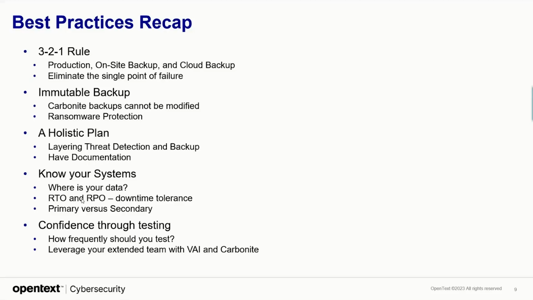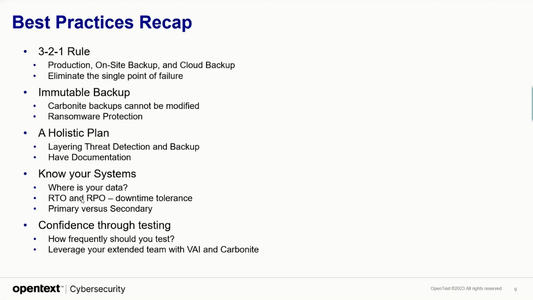So just to recap the best practices, the 3-2-1 rule: you have production, you have your on-site backup, and your cloud backup. With having those different copies, what we're doing is just eliminating a single point of failure, or leaving you in a situation where you don't have access to your data and you have to start over again. Immutable backups are a must these days with the rise of ransomware. Carbonite Server has ransomware protection built into our solution, and all of our cloud backups cannot be modified. Having a holistic plan for your organization, layering threat detection, so your antivirus and your DNS protection, along with backup, really provides a powerful one-two punch, keeping bad things out. And then no matter what happens, you always have a pristine backup.